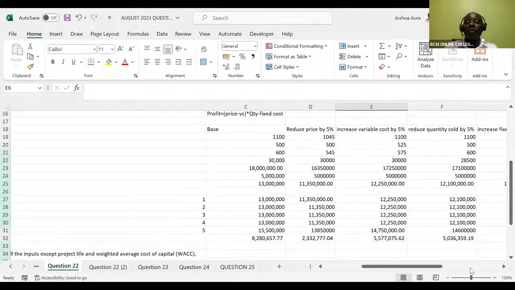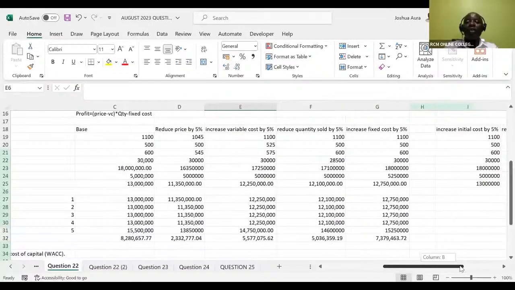So I'll come, ladies and gentlemen, here. I know there is nothing I'm going to change because initial cost is not featured anywhere in getting the cash flow. So here, increase initial cost by 5%. Initial cost will only affect me when I'm saying minus initial outlay. So when I come here, I can see my figures here are 13 million.